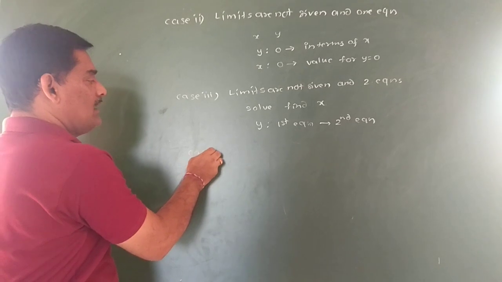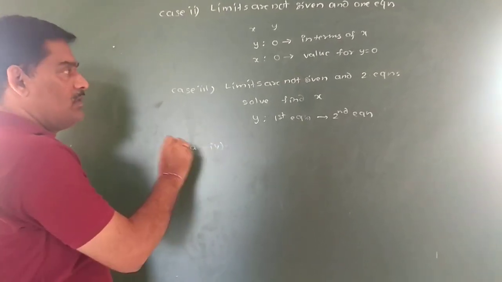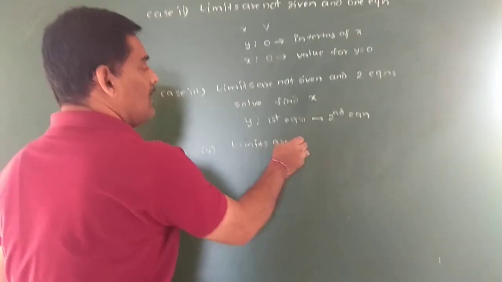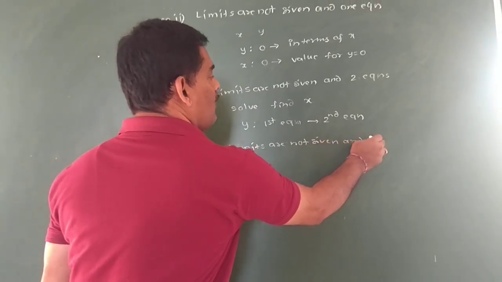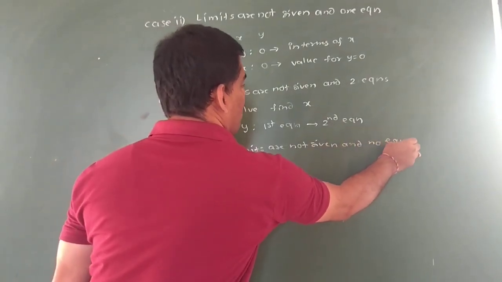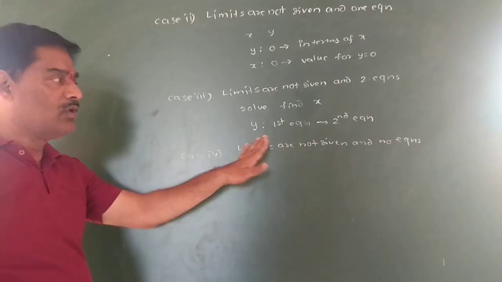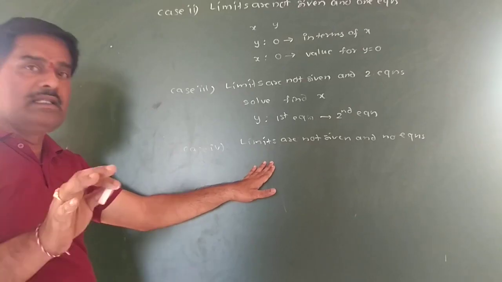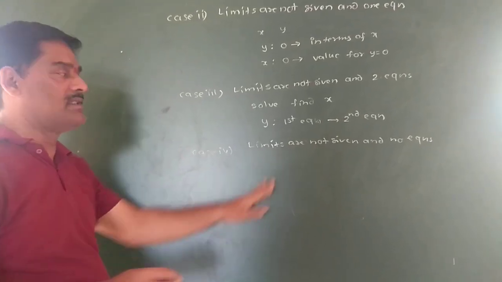Now I am taking the last case, number 4. Case 4 is nothing but limits are not given and no equations. So no equation is given, no limits are given. Then you directly find the double integration. You use only the general integration process.